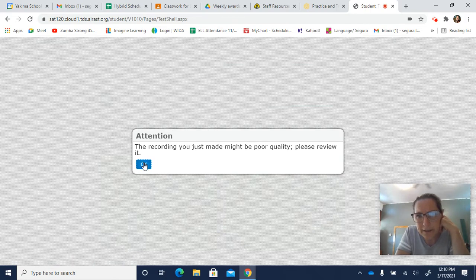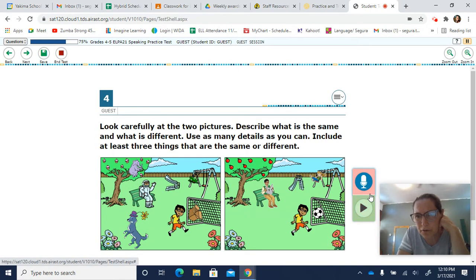It says bad quality, but I'm going to play it back because sometimes it's good quality. Three things that are the same. There's a tree, and that was pretty good quality.